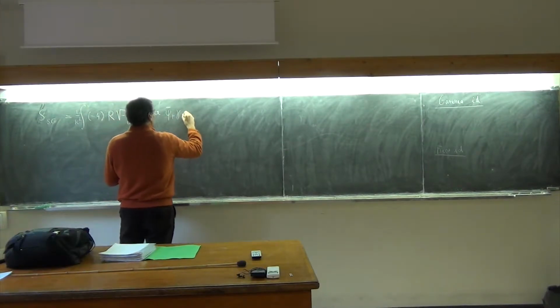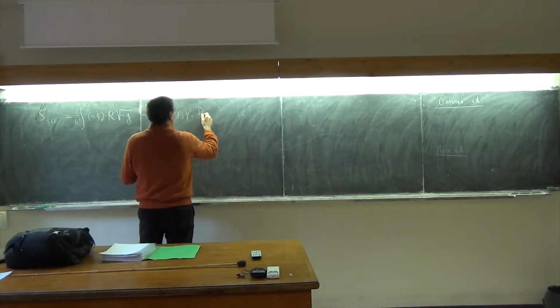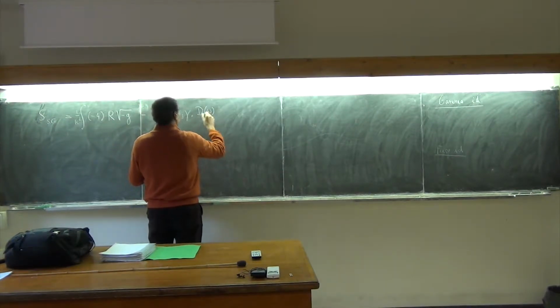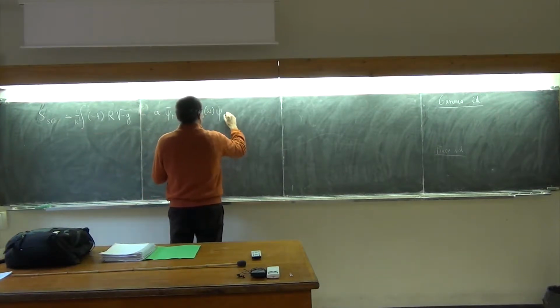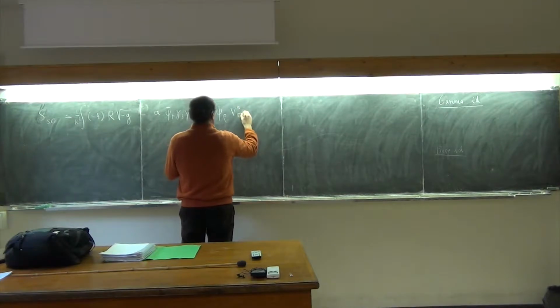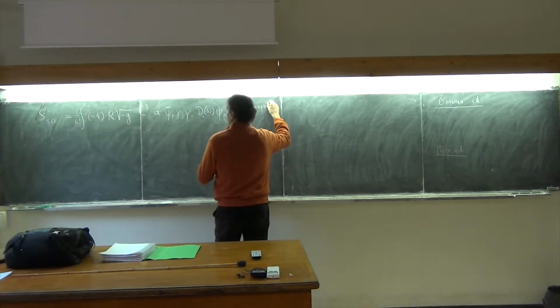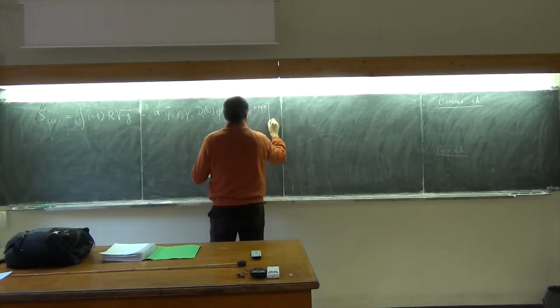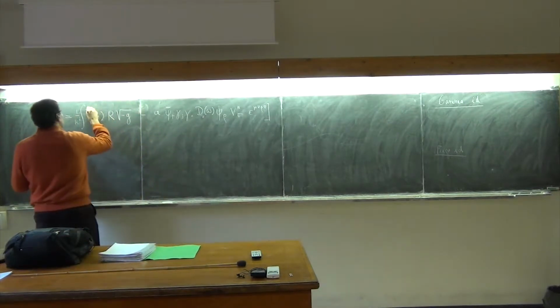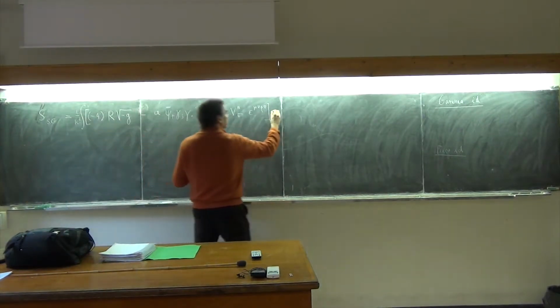and then you had the Rarita-Schwinger action, where here we put a covariant derivative on the gravitino field and putting indices everywhere, because now I'm doing it in components. And this, everything here, is multiplied by the volume element.